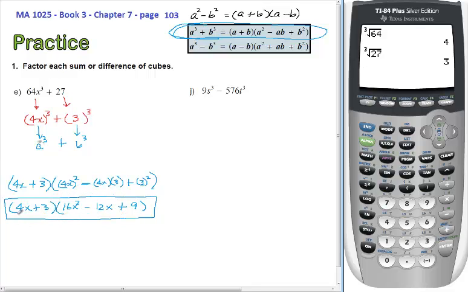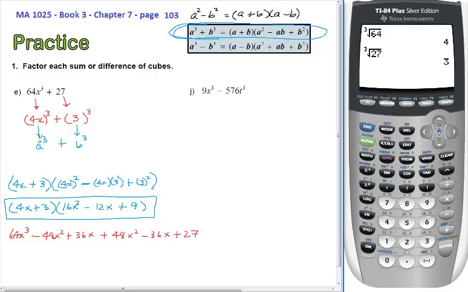Alright, so 4x times 16x squared is 64x cubed. 4x times minus 12 is minus 4 12s are 48. X times x is x squared. 4 9s are 36x. If I multiply them by the 3, I get 3 times 16 is 48x squared. 3 times minus 12 is minus 36x. 3 times plus 9 is plus 27.